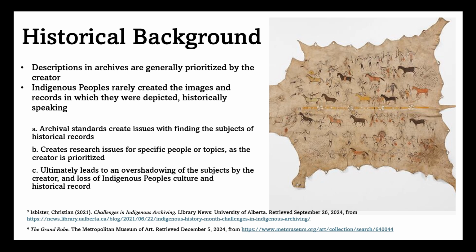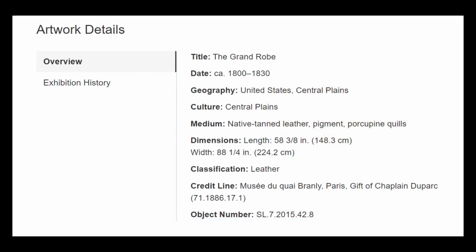Note at right, the Grand Robe painting on a hide, which was on loan to the Metropolitan Museum of Art. And this is their artwork details, brief record on it. The longest line on here is for the credit line, and unless you knew the object number, the credit line information, the donor, or perhaps the exact title, this would also be very hard to track down.